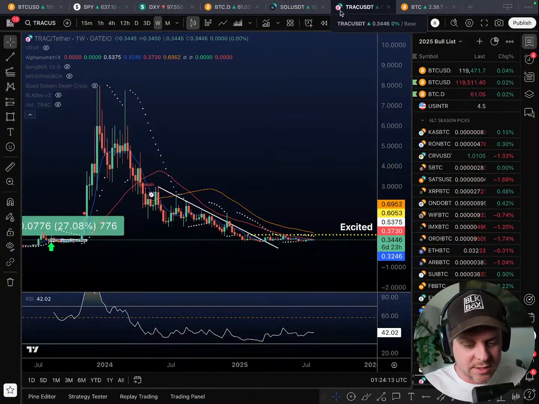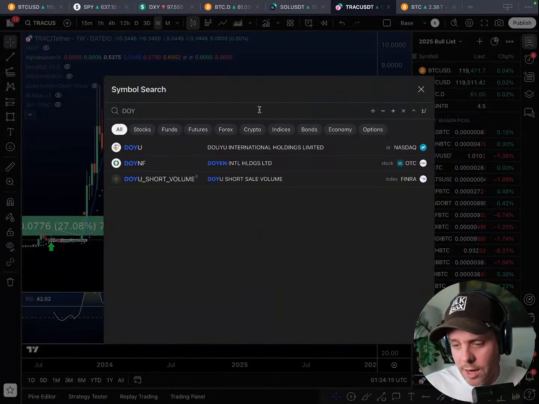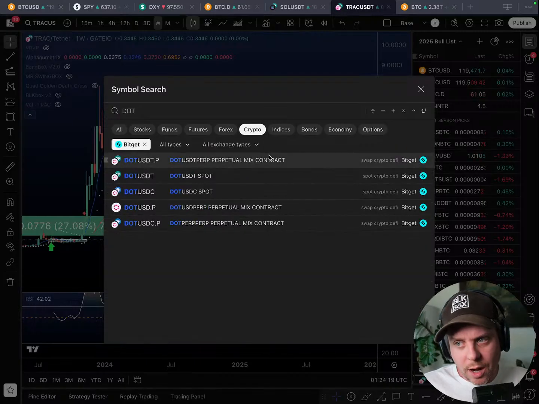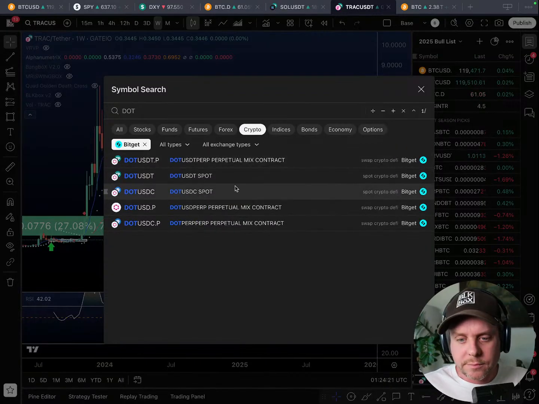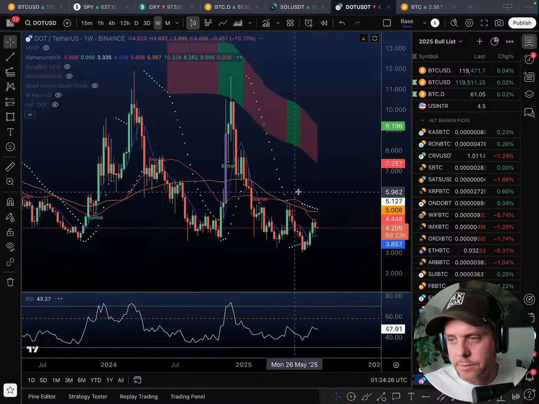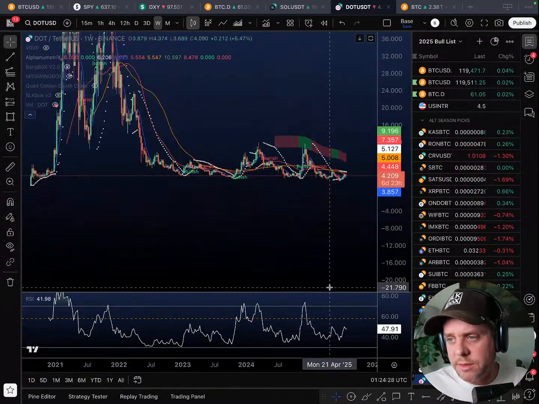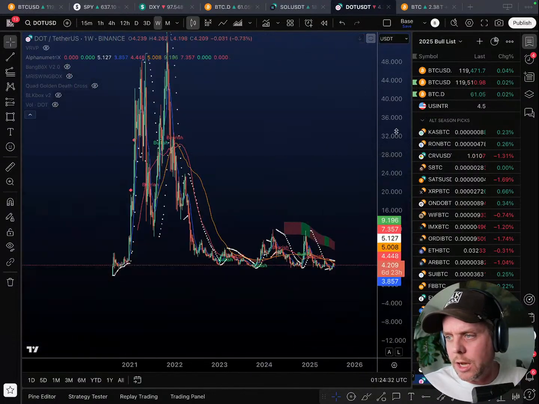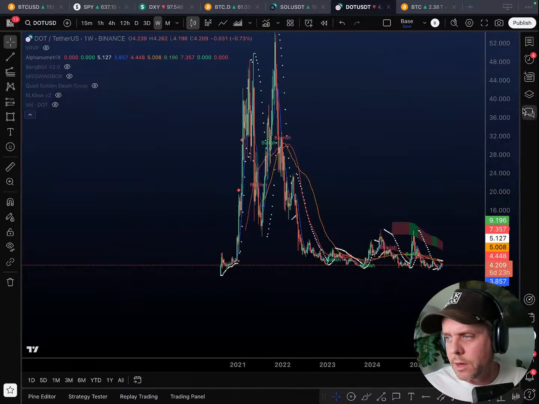Let's go ahead and start taking requests. We had the request for Polkadot. So let's take a look at Polkadot. This is one that you must have been holding for a while. Polkadot has not been talked about much for a while. Not that it's bad or anything.